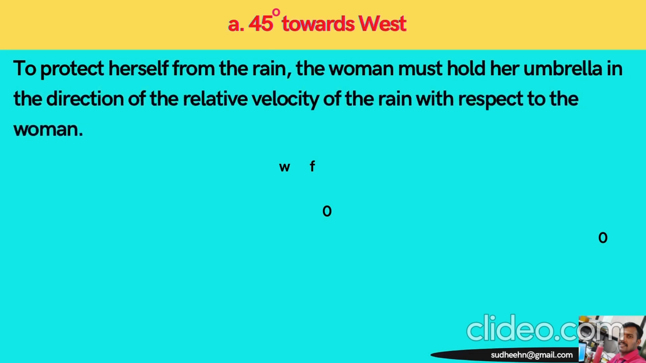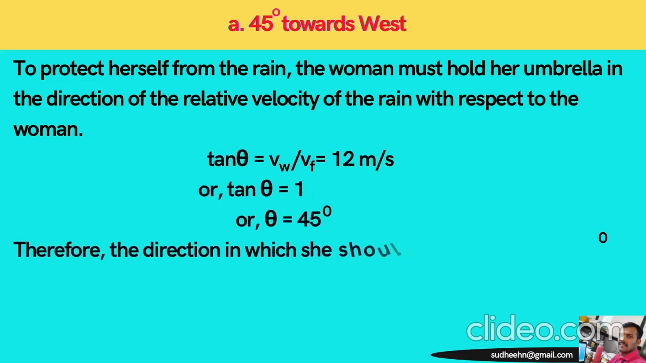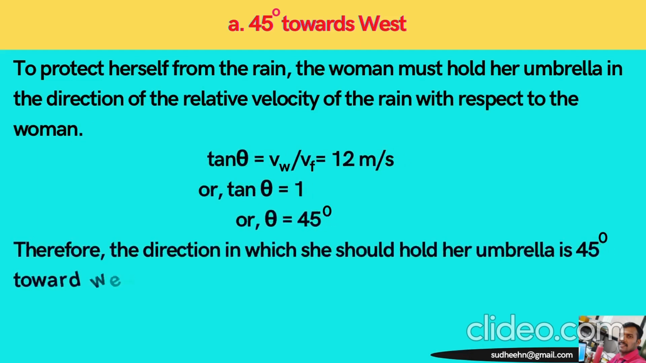That can be evaluated by using the relation tan theta equal to VW divided by VF, that is equal to 12 meters per second, that he has given, or tan theta is equal to 1, or theta is equal to 45. Therefore, the direction in which she should hold her umbrella is 45 degree towards west.